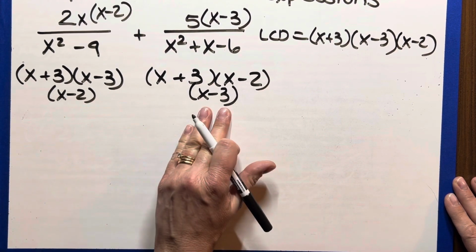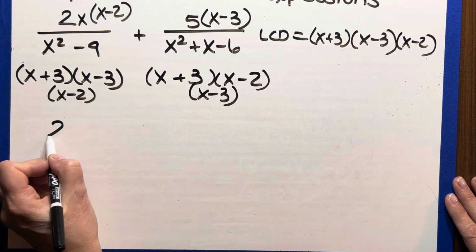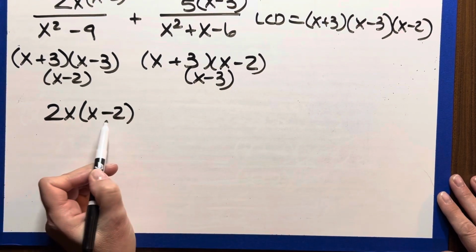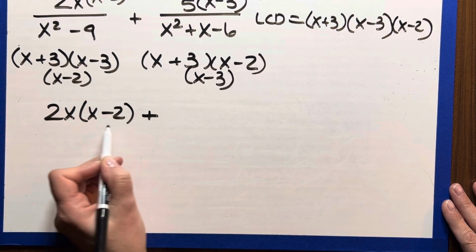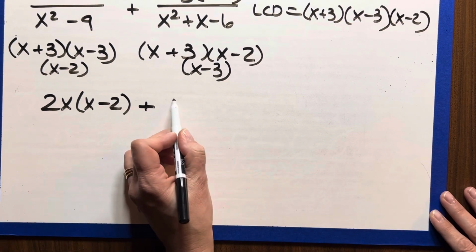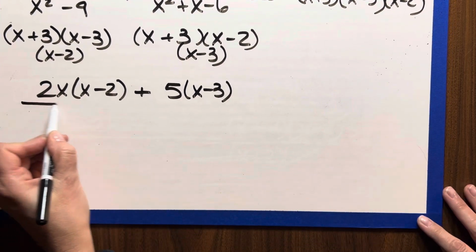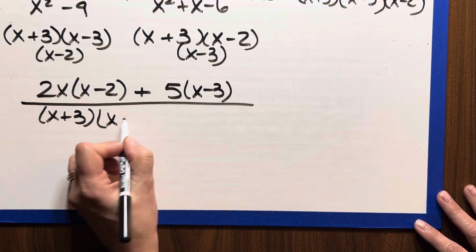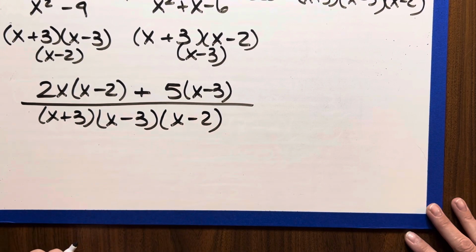So once the denominators are the same, I can write this all as one fraction. The way I'm going to do it is first by rewriting what my numerator is going to be: the 2x times x minus 2, plus the 5 times x minus 3. And now my new denominator includes all three of these factors, x plus 3, x minus 3, and the x minus 2.